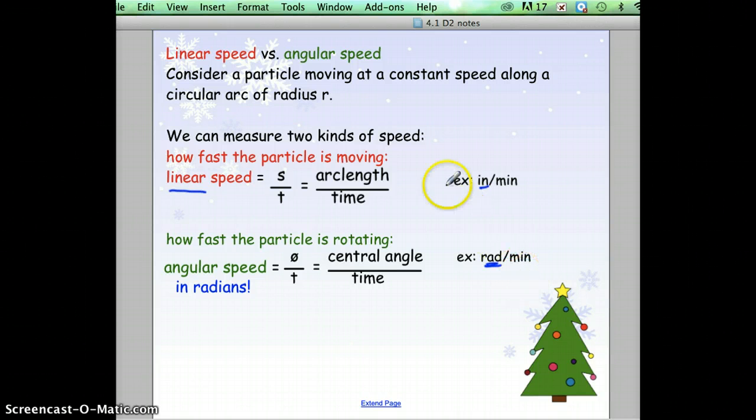So if you're doing a problem with linear speed, it's got to be like inches or feet, something like that, per time. So minutes or seconds, or meters per second, something like those. These will always be radians because it's angular speed. So just think angular, angle, radian. Radians per second, maybe. Okay, so we're going to just do some problems.